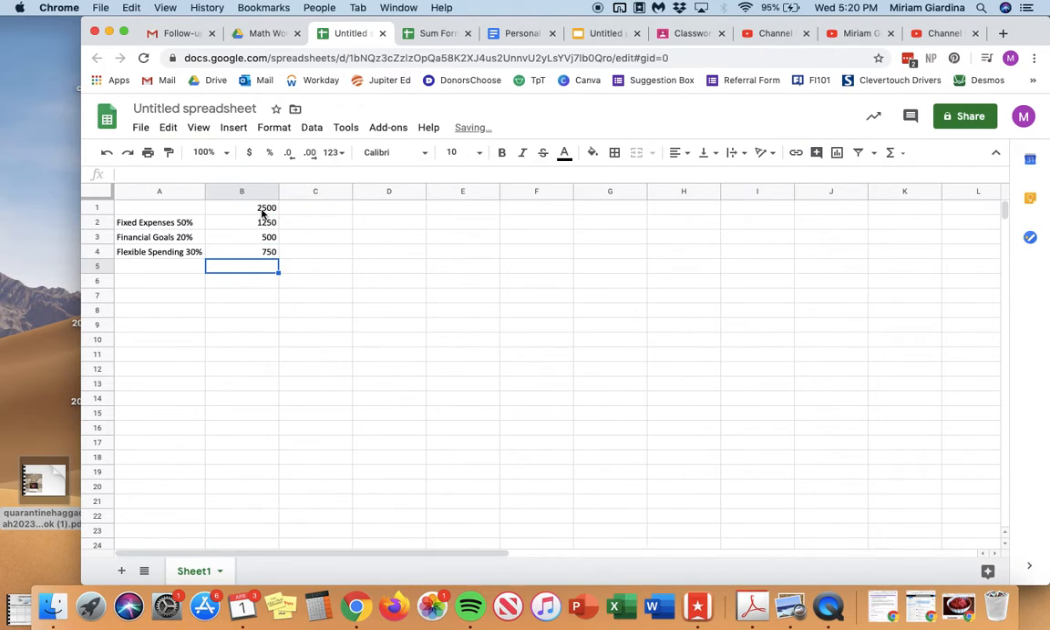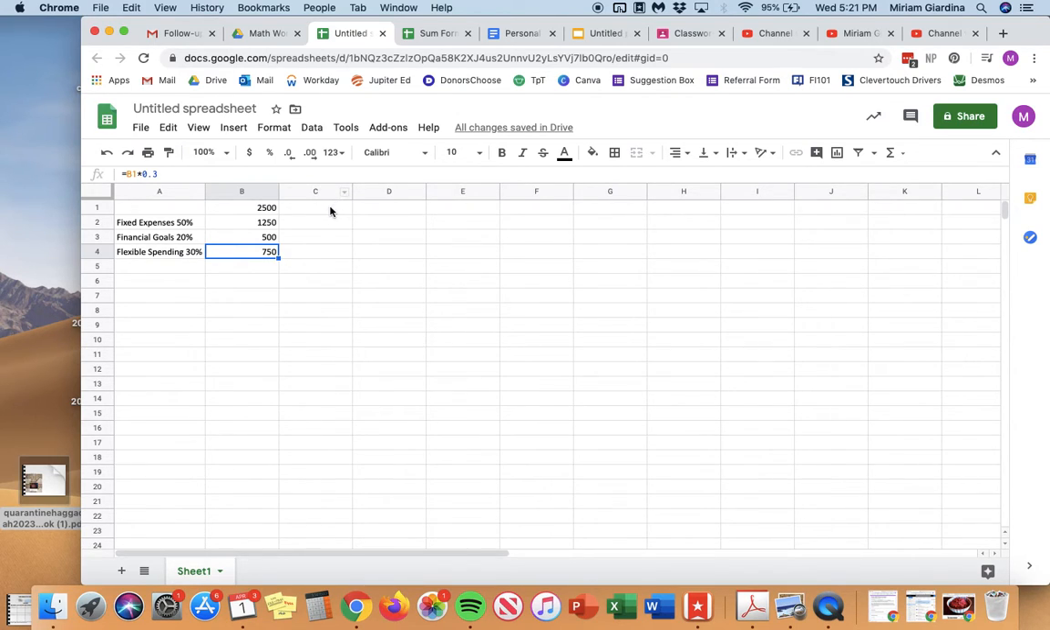So this tells me, remember, a budget is just about making plans. I should be able to spend about $1,250 on fixed expenses. That's like my rent, paying my bills. Flexible spending, that's like my groceries, my fun, my entertainment, things that are changing every month, things that I could cut back on or increase depending on how things are. I get $750 for that. Then I've got about $500 for financial goals, paying down debt, or saving money.